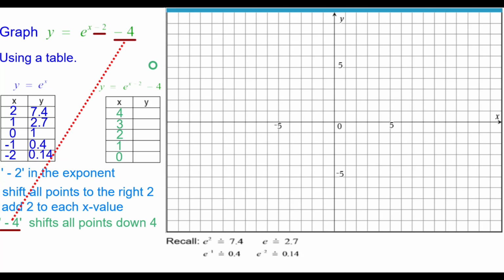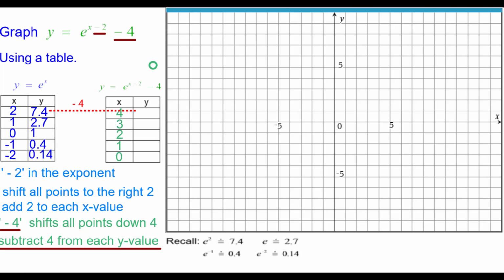The minus 4 shifts all points down 4, which means we subtract 4 from each y value. For example, 7.4 minus 4 is 3.4, so we plot the point 4, 3.4. We suggest you pause the video and finish these points, plot them, and finish the graph. Resume when you're ready.